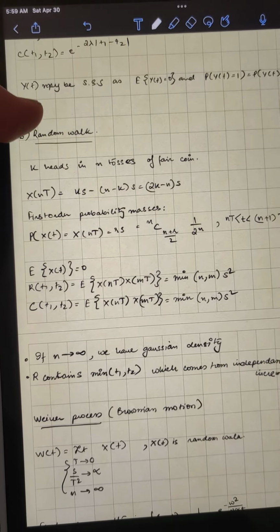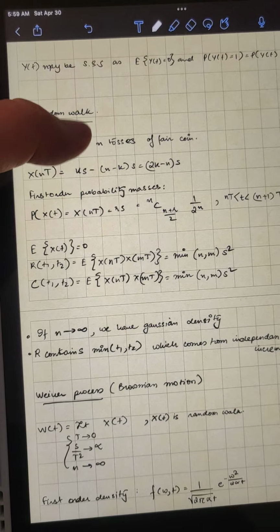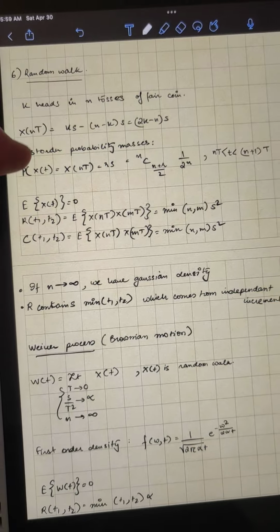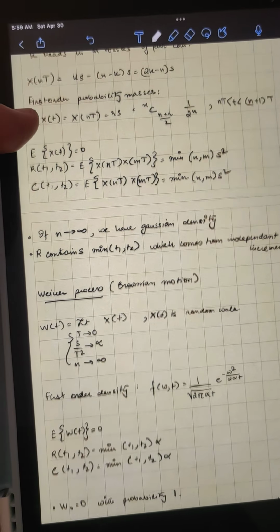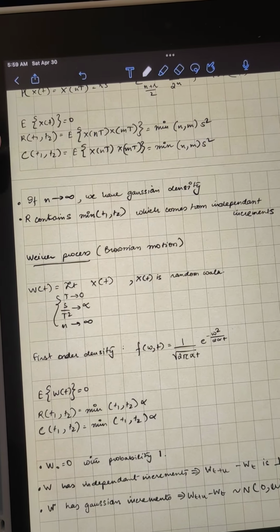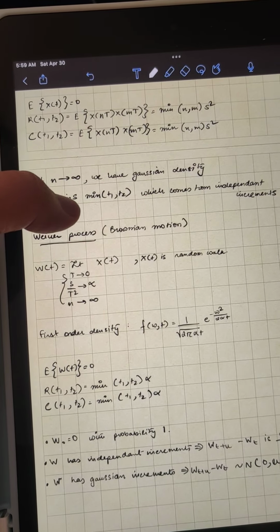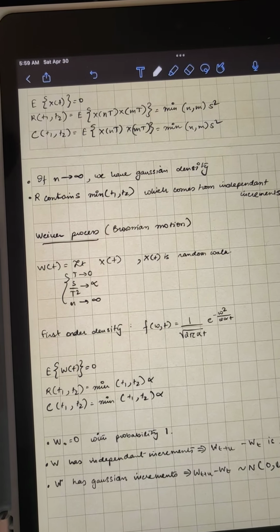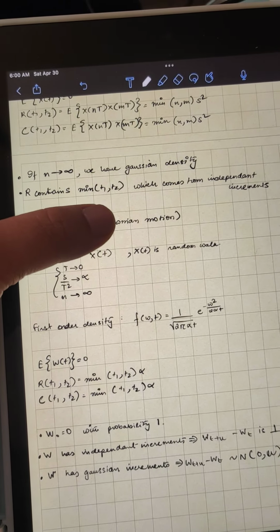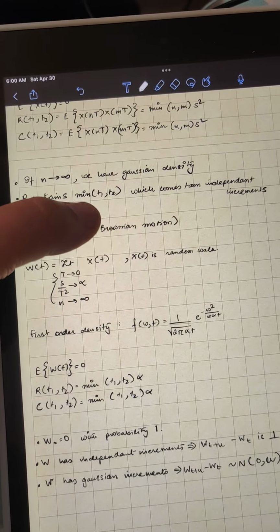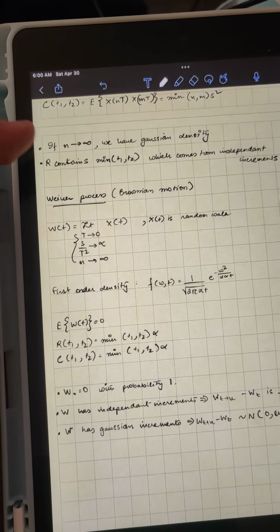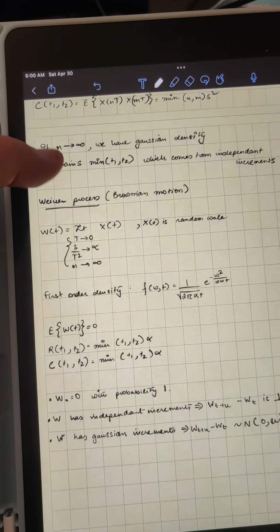So random walk is like n tosses of a fair coin and getting k heads. So again, I've listed the first order probability masses, the expected value, autocorrelation, autocovariance, etc. So here we can see that as n tends to infinity, we have a Gaussian density, and as the autocorrelation contains minimum of T1, T2, this comes from independent increments that I've explained earlier as well.